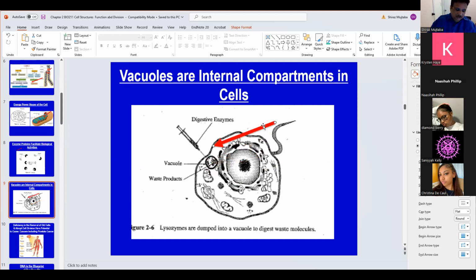In plant cells, the vacuoles are large in size because they have to withstand the temperature of the outside climate.